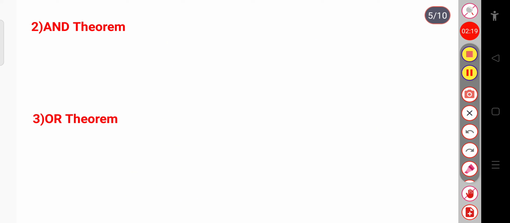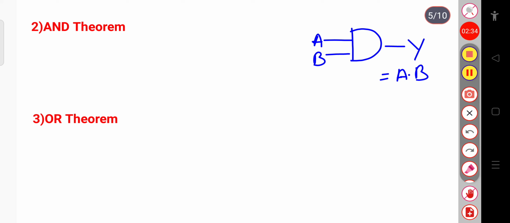Now we will see the AND theorem. You can remember the AND gate: suppose these are the two inputs, one terminal is A and the other is B, and you get the output Y, which is equal to A into B. I am not writing the truth table exactly. I have already uploaded the symbol of the AND gate in my short videos, so you can see it from there. In the AND theorem, it is simply represented by a dot: A dot B.